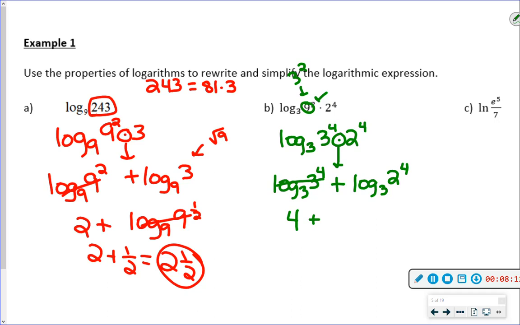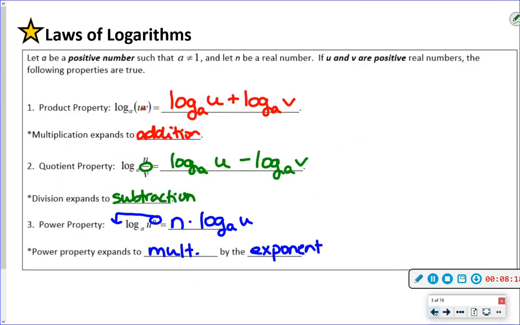We're just using our properties. The only thing I really could do, and I don't know if it really makes it any simpler per se, but I'm just going to do it, is I'm going to use this power property where we just drop the exponent down in front of the log.